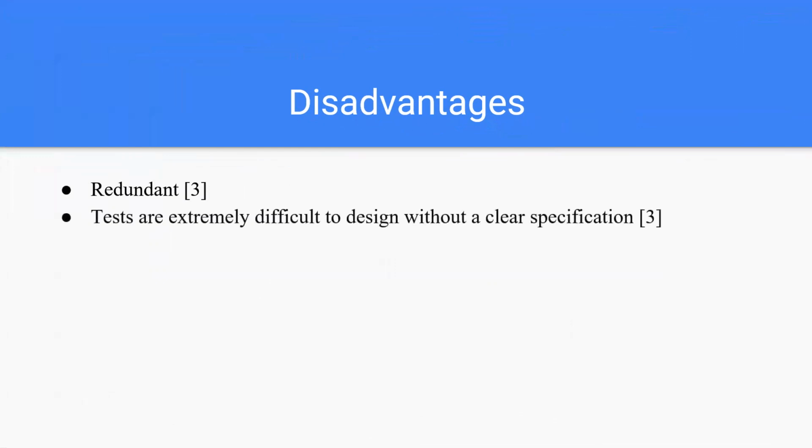The disadvantages. It is redundant. This is because in order to accurately have black box testing, you have to do it many, many times. The tests are extremely difficult to design without a clear specification. If you don't know what the program is, you can't have a test for it. But this disadvantage probably goes with many different kinds of testing.